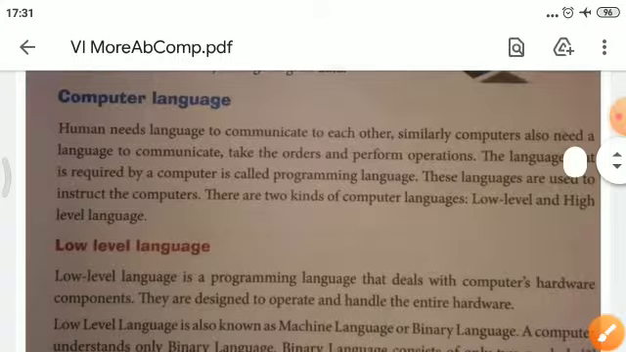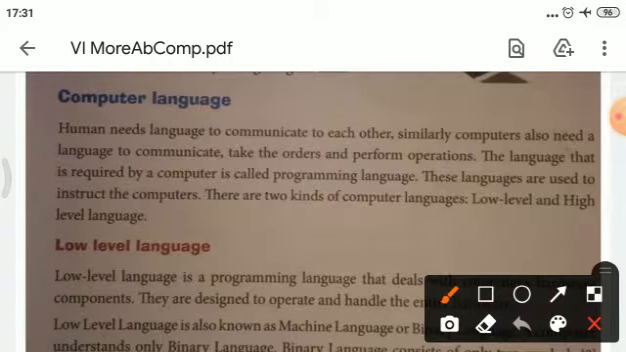And the language that is required by a computer is called a programming language. Students, humans need a language to communicate with each other. Similarly, we need to interact with the system. So, a language is required there, and that language is known as a programming language.